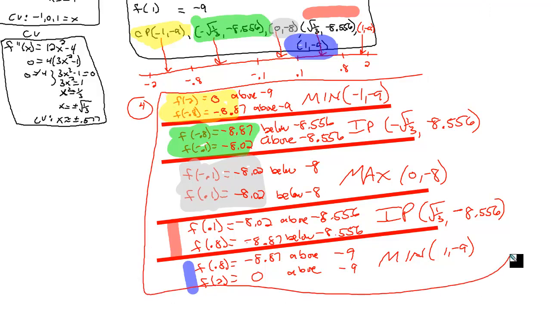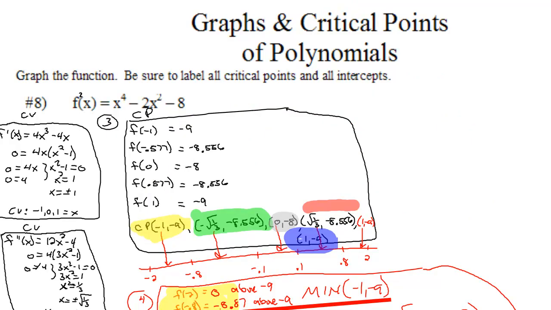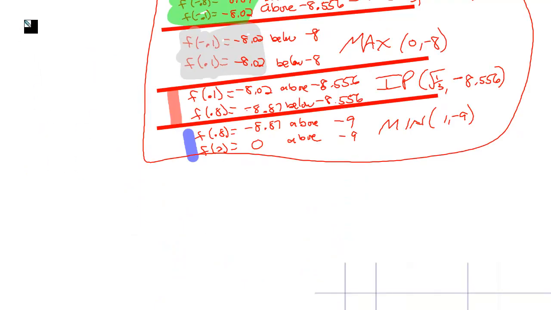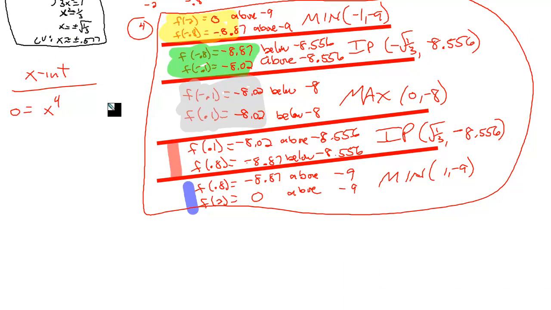So step 4. So let's see, we got x to the 4th minus 2x squared minus 8. X-intercepts. Set this equal to 0. See if this factors. Well, I factor it first. Two things that multiply to get negative 8 and add to get negative 2. How about negative 4 and positive 2?